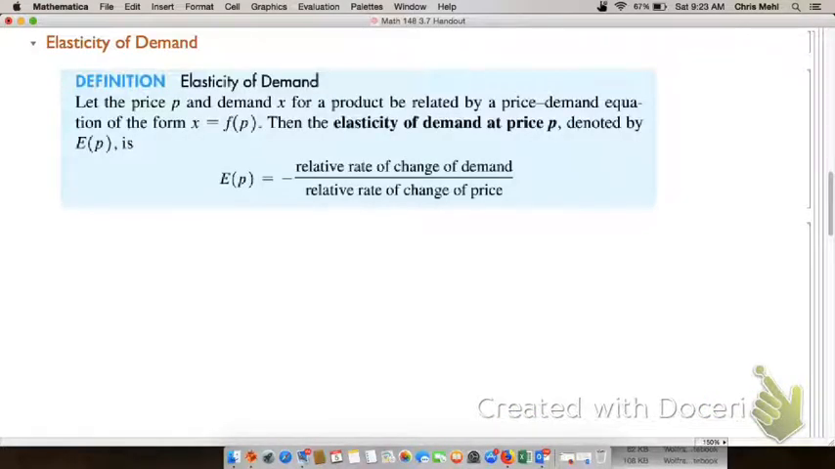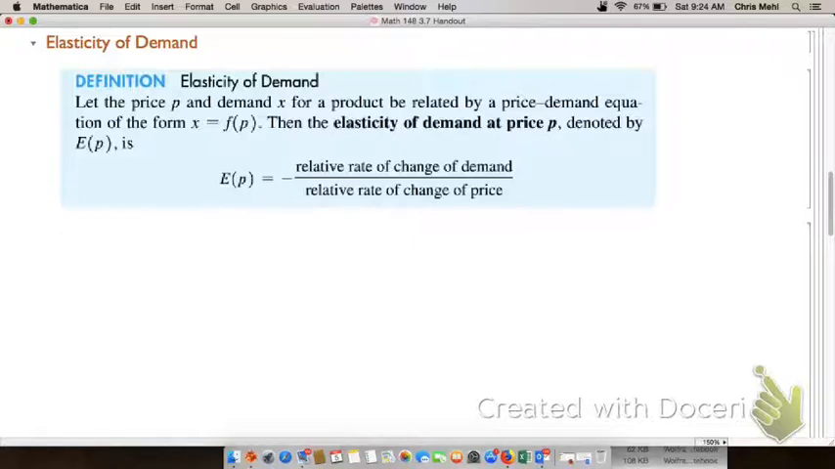Okay, so now that we have a relative rate of change, we are ready to define what the elasticity of demand is. Okay, so sorry for the pause there. Now let's read the definition first before we look at what the formula ought to be.